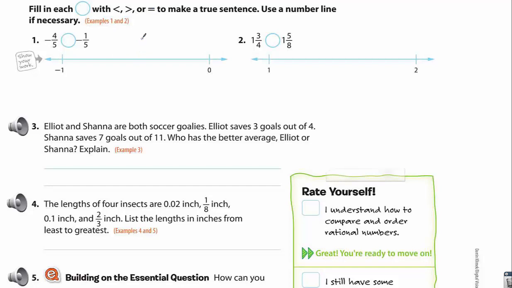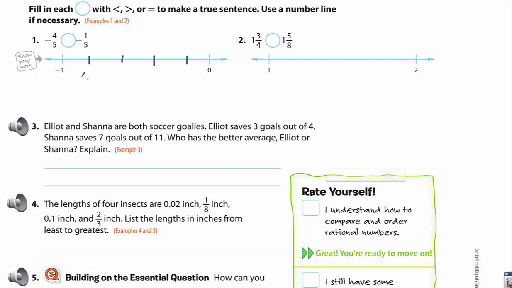All right, on 1 and 2, you're asked to use the symbols is less than, is greater than, or is equal to make them true. Use the number line if necessary. So let's think about them 2 different ways. Let's use the number line and not use the number line. We'll do the logic and we'll do the number line. Let's start with the number line. So we need to divide this into fifths. So that's about a fifth, another fifth, another fifth, another fifth.